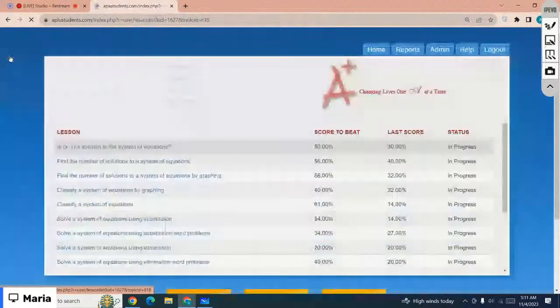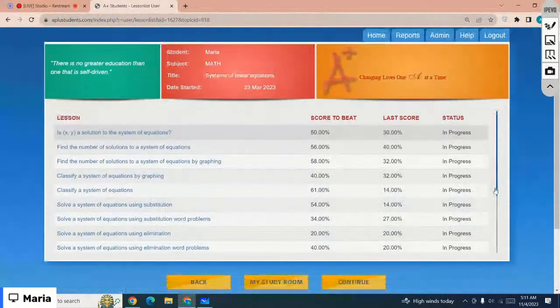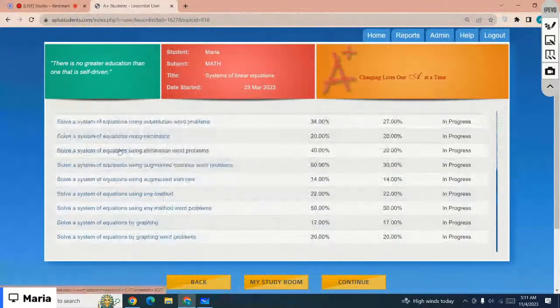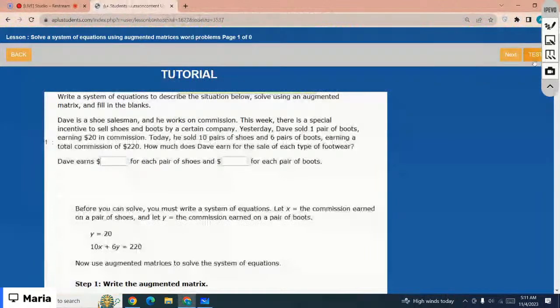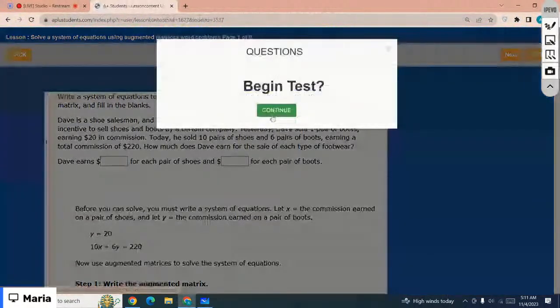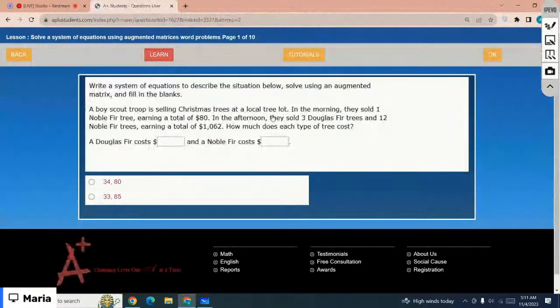Okay, the next one, we are done with the elimination and substitution methods. We're going to start with augmented matrices, right? Solve a system of equations using augmented matrices word problem. So let's just start with the test questions. Okay, write a system of equations to describe the situation below. Solve using an augmented matrix and fill in the blanks.